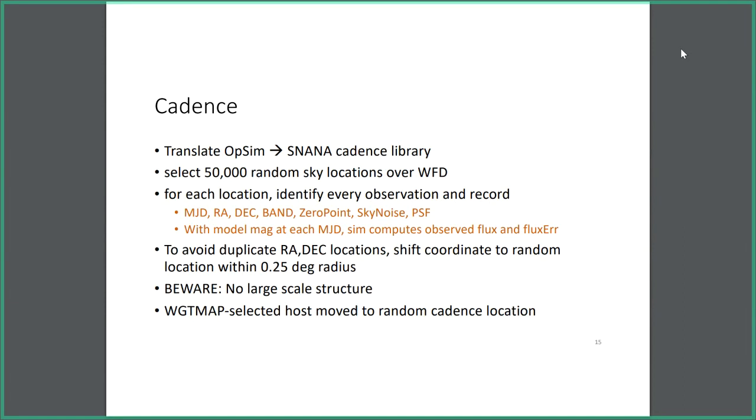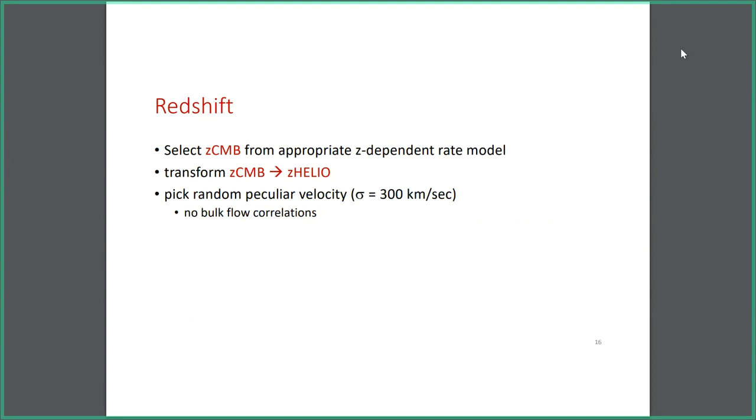There's no large-scale structure, so don't try to look for that. And the selected host from the host library is just moved to this random location. So the galaxies are representative, but we don't literally use their coordinates. Okay, next slide. So redshift, we select the CMB frame redshift from an appropriate model. We transform to heliocentric, and we pick a random peculiar velocity. Again, no bulk flow correction, so studies of sigma 8 and things like that won't work here. Next slide.